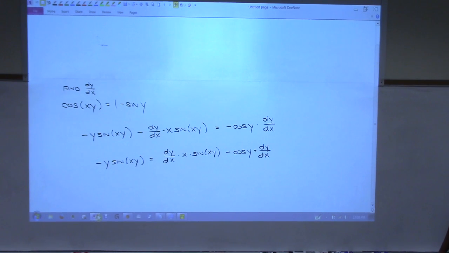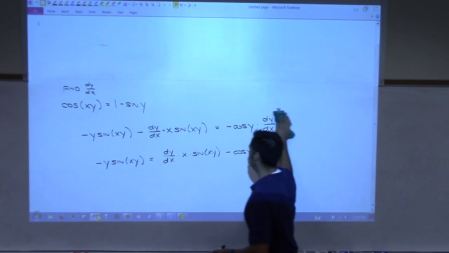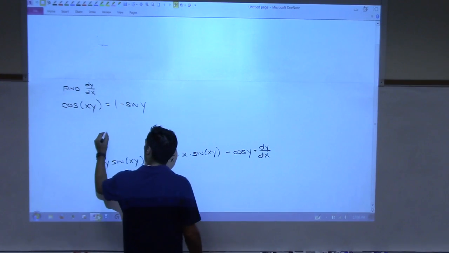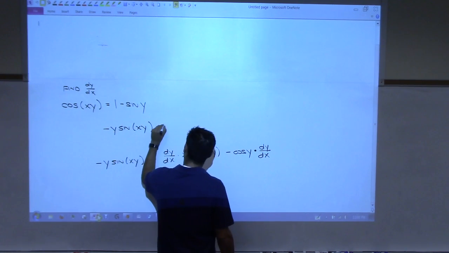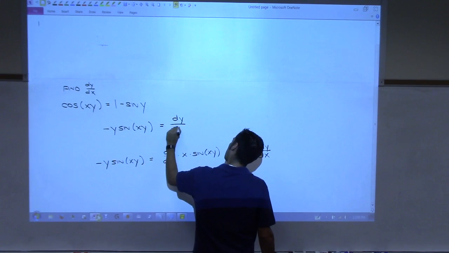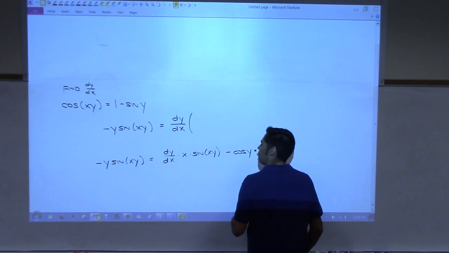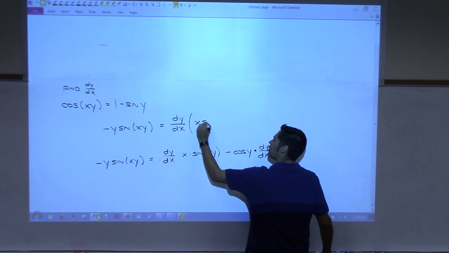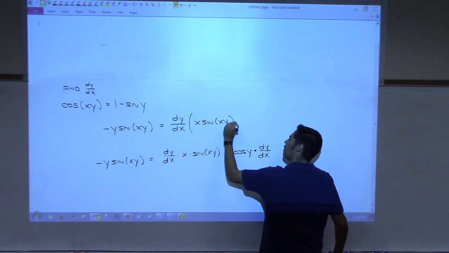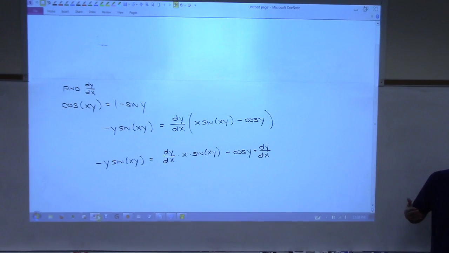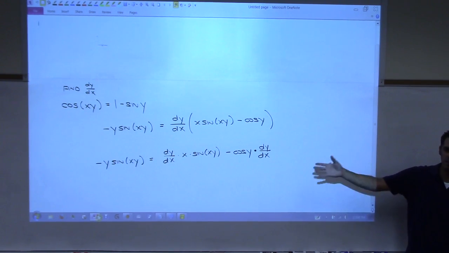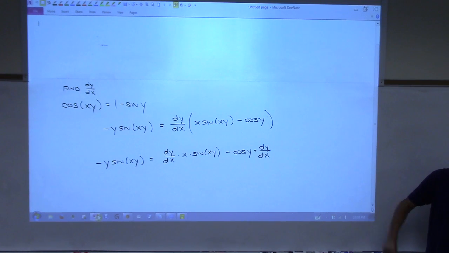Now what? Factor out dy dx on this right side. I will be left with what? x sine xy minus cosine y. And once you get to that point, you're there because you're just going to divide that big thing in parentheses on both sides. Once you do that, you're done.